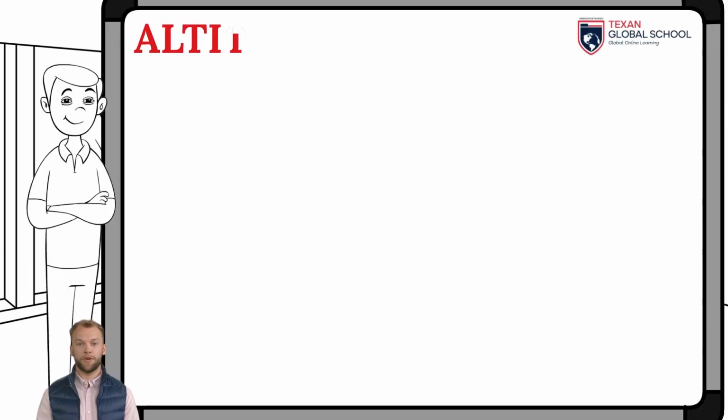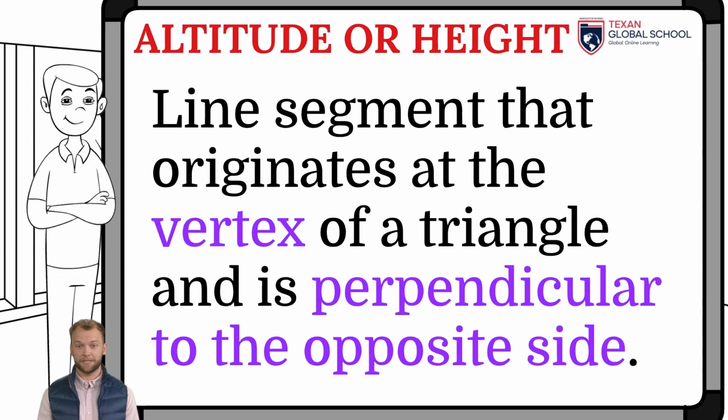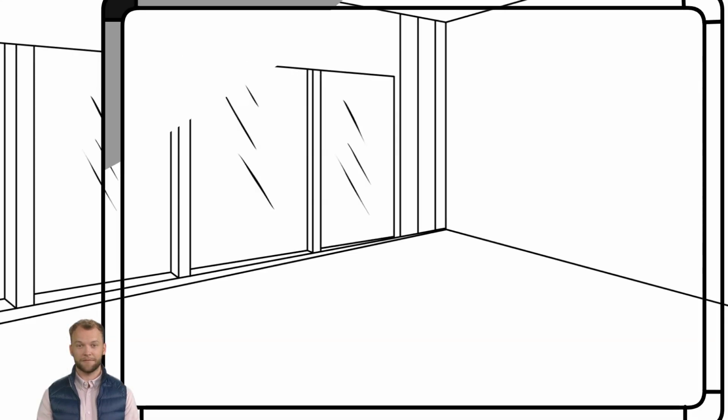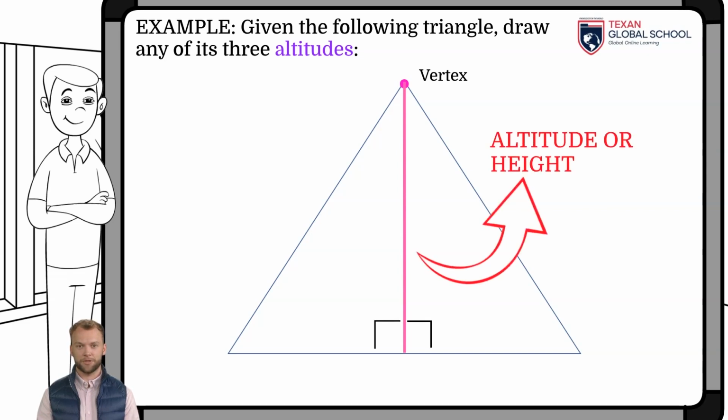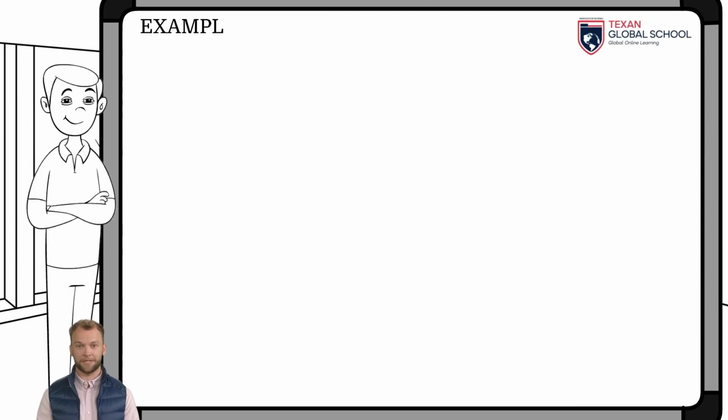Finally, the altitude or height is a line segment originating at the vertex of a triangle and is perpendicular to the opposite side. Given an equilateral triangle, we will construct one of its three heights. Based on the definition, the altitude starts at the vertex and is perpendicular to the opposite side of the triangle. Thus, we can see the plotted height. Likewise, we suggest the use of triangular scales or rulers to draw the perpendicular line with a 90-degree angle.